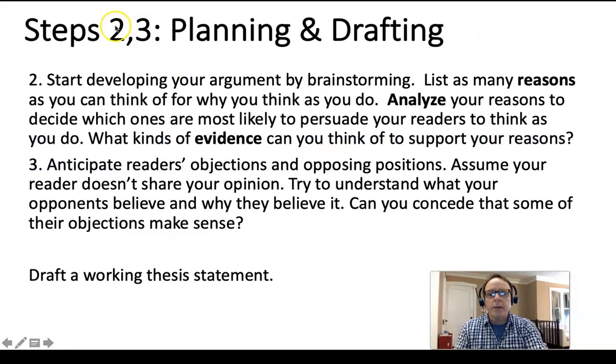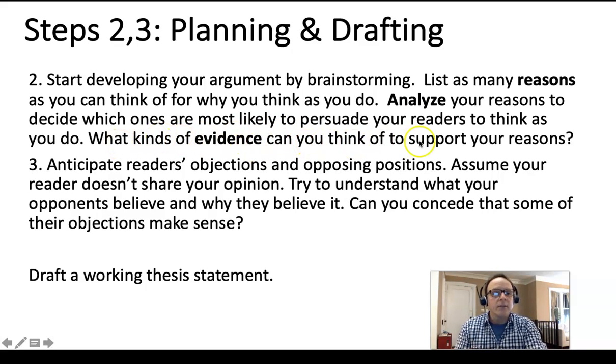And then after you do pre-writing, you usually do planning and drafting, right? So this gives you some things you can do to develop your argument. Start by brainstorming. List as many reasons as you can think of for why you think as you do. So maybe your opinion is we should legalize or decriminalize hard drugs. Why do you think that? What are your reasons? So really do that. Analyze your reasons. In other words, break them down as much as you can. Like, why do I feel that way? You don't have to put this in your essay, but if you can put it on paper, it can really help you think through your topic and have a much stronger argument.